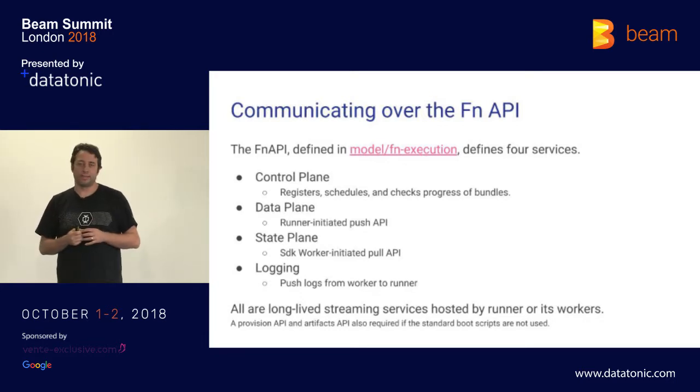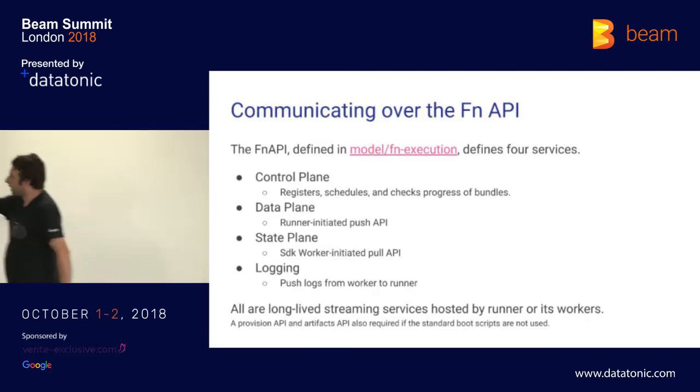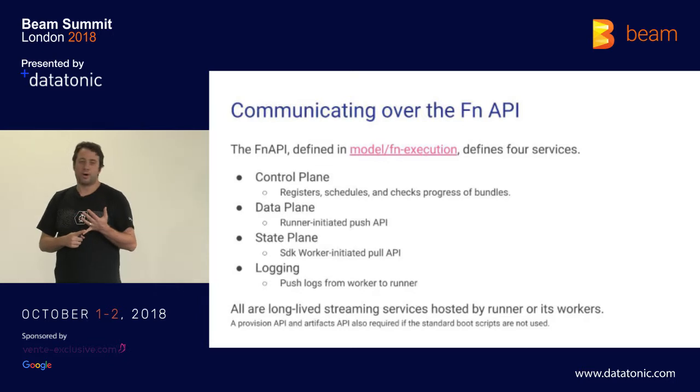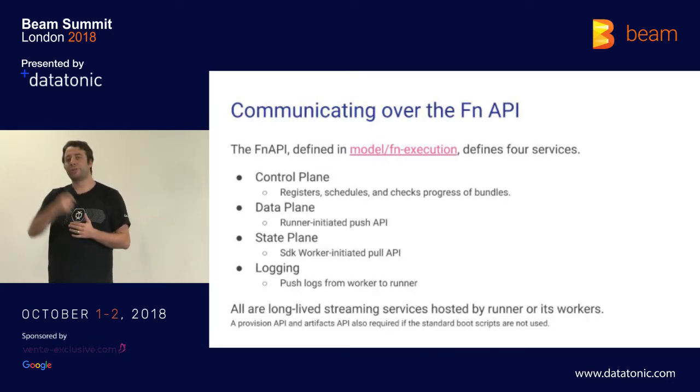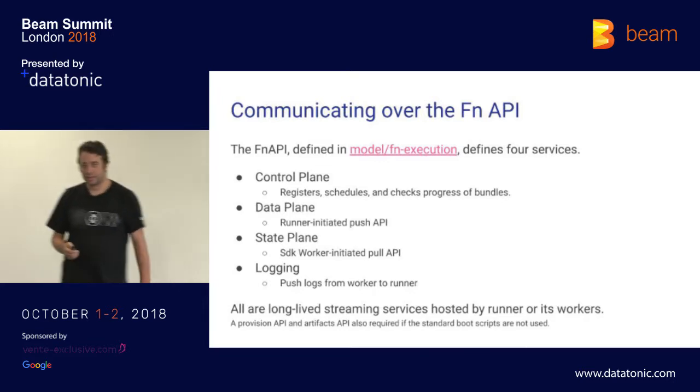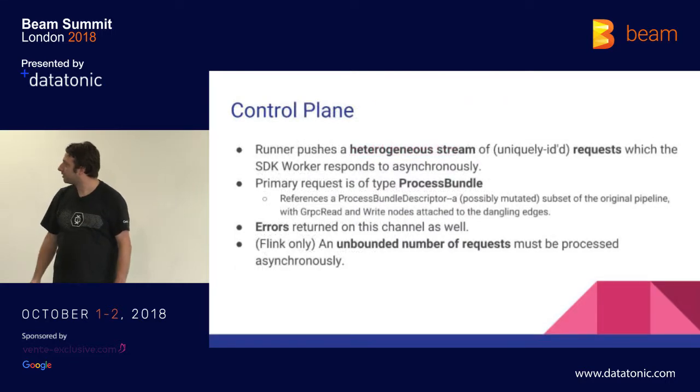There's the state plane. This is the pull API, where you're running along and you say, oh, I need some more information, like I need to know what my state was before, and so you can actually fetch it. So this is a push API, and this is a pull API. And the fourth API is logging. So all the information is logged, and you can push your logs back to the runner so the runner can do something intelligent with them. There are some other APIs, if you look at the slides, for if you're not using the bootstrapping scripts.